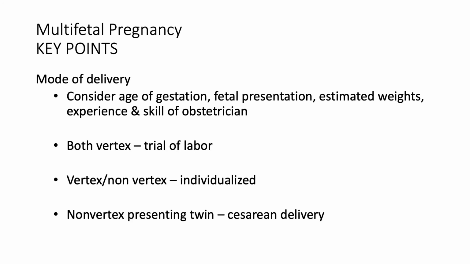Mode of delivery for twins depends upon age of gestation, fetal presentation, the estimated fetal weights, and the experience and skill of the obstetrician attending to the case. Usually, a trial of labor is appropriate when both twins present in the vertex position. For vertex, non-vertex presentations, mode of delivery is individualized, while for a non-vertex presenting twin, cesarean delivery is indicated.